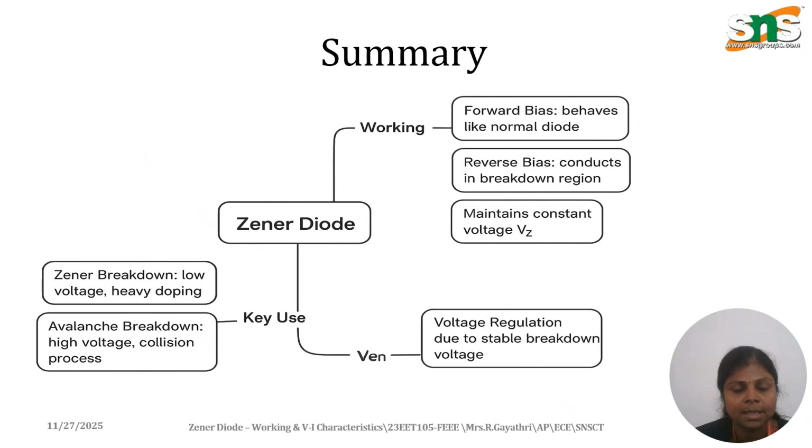Coming to the summary of the topic we have discussed, the Zener diode: we discussed the forward biasing condition, the reverse biasing condition, and the breakdown mechanisms, avalanche breakdown and Zener breakdown. Zener breakdown occurs in heavily doped diodes, and avalanche breakdown at high voltage. Then there is carrier multiplication and collisions in the avalanche breakdown. One of the applications of the Zener is as a voltage regulator.